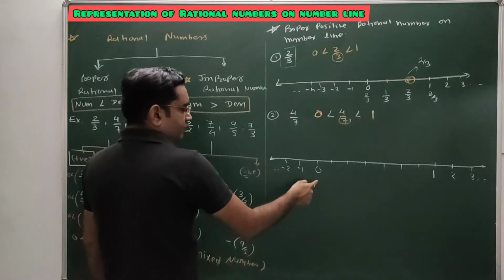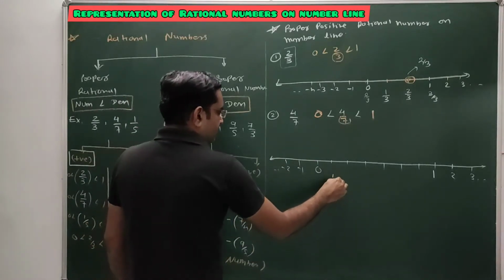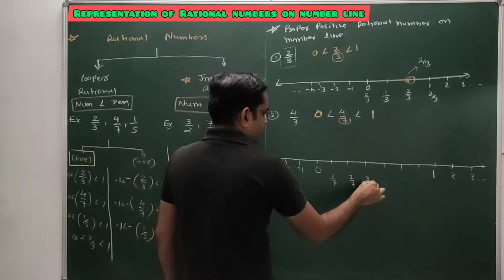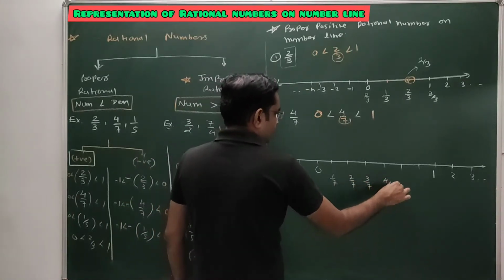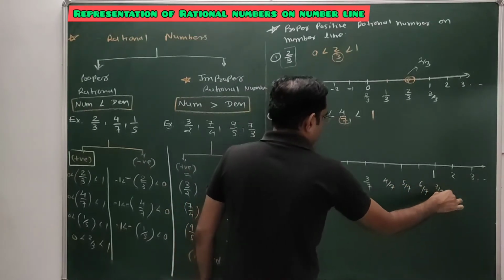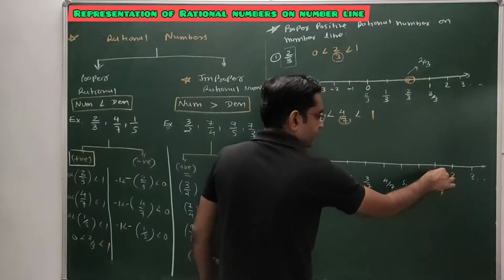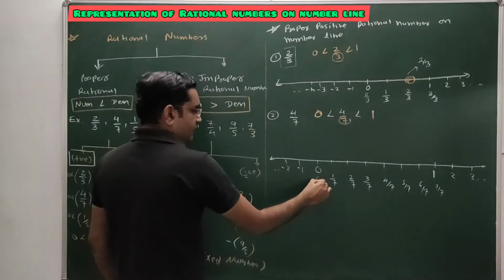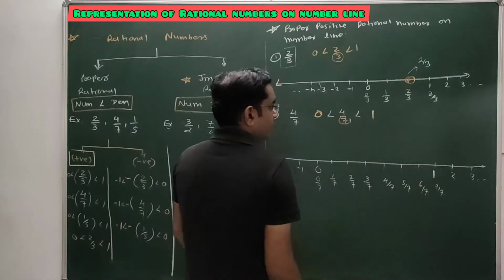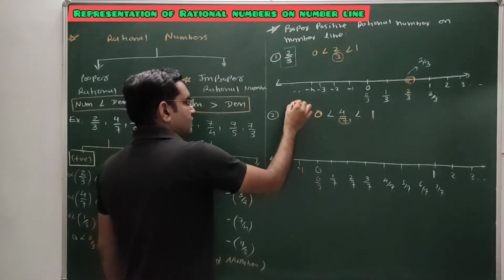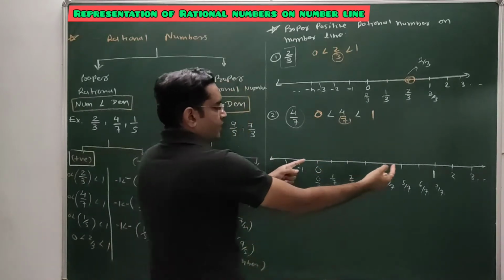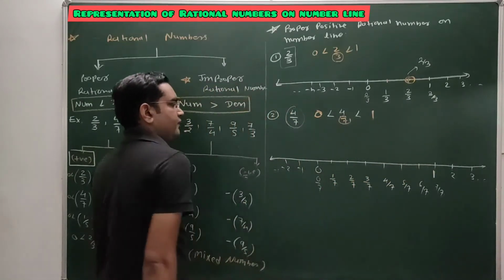First part represents 0/7. Then it's 1/7, then 2/7, then 3/7, 4/7, 5/7, 6/7 and this will be 7/7. 7/7 is 1, 1 has come, right? 0/7 is 0. So the gap between 0 and 1, because our given rational number lies between 0 and 1, we divided that gap into 7 equal parts.